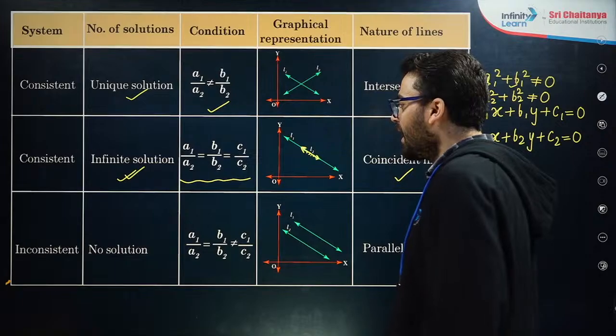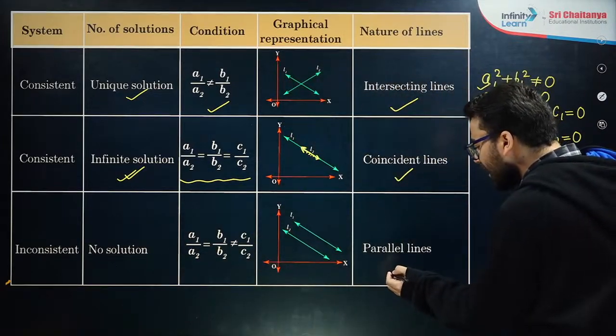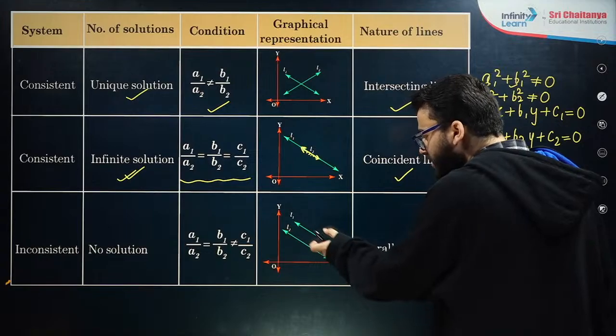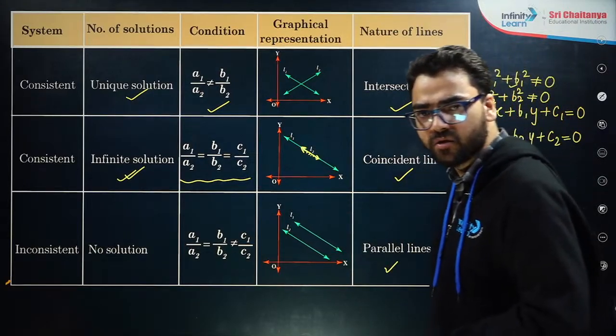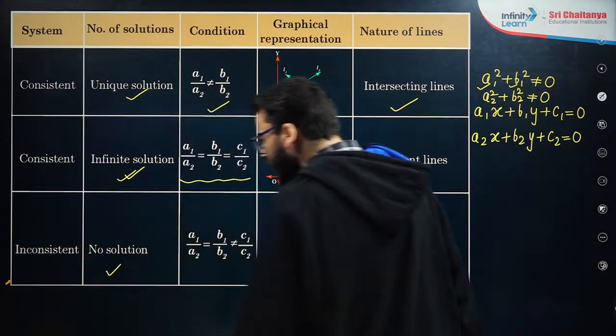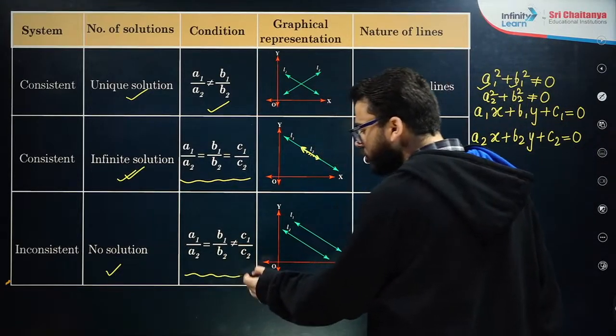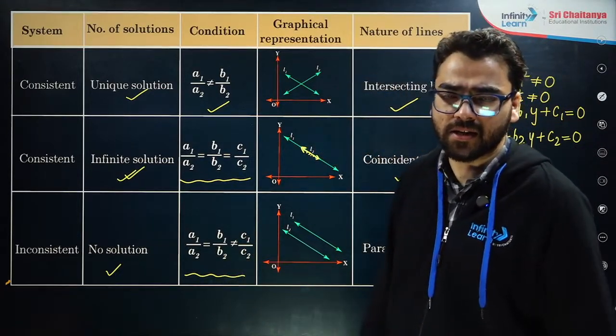Thank you, Sahib. And then if you have parallel lines, when the lines are parallel, then obviously no point is common in that case. And when no point is common, you will say no solution is there. And what is the algebraic condition for no solutions? It is A1 by A2 is equal to B1 by B2 is not equal to C1 by C2, correct?